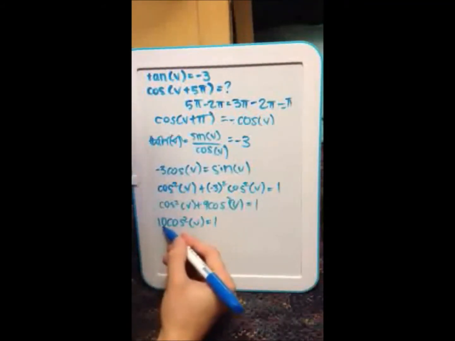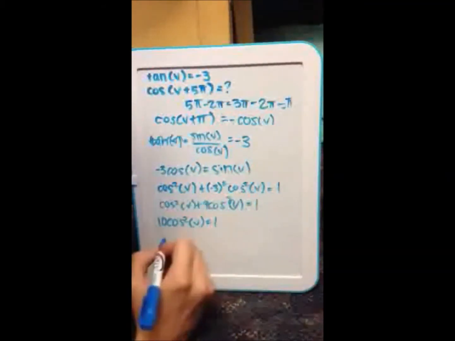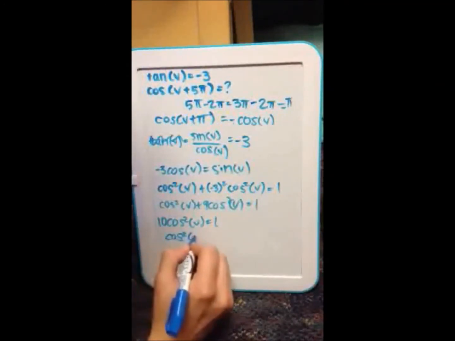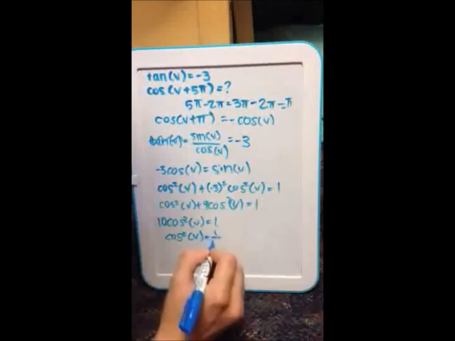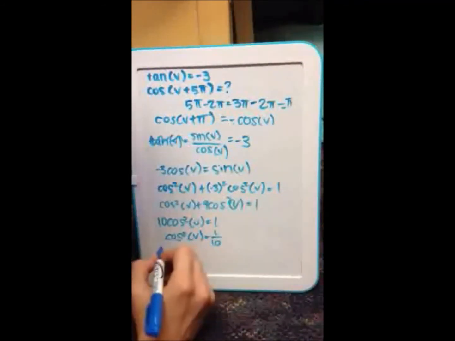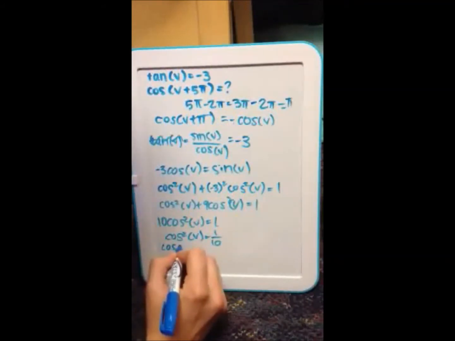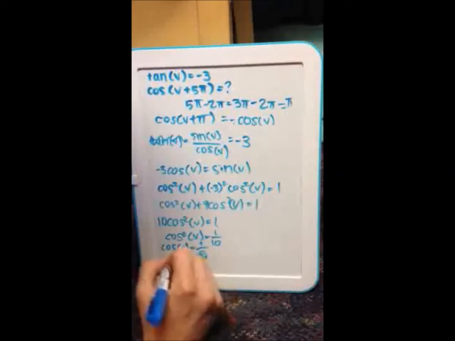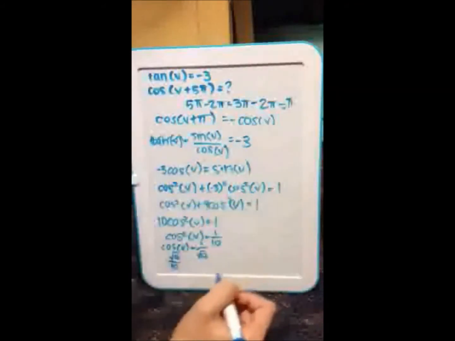We're going to divide both sides, this side and this side, by 10 so that we can isolate our variable. We're going to have cosine squared v equals 1/10. And if we square root both sides, that'll be cosine of v equals 1 over the square root of 10, or the square root of 10 over 10 if you want to rationalize it.